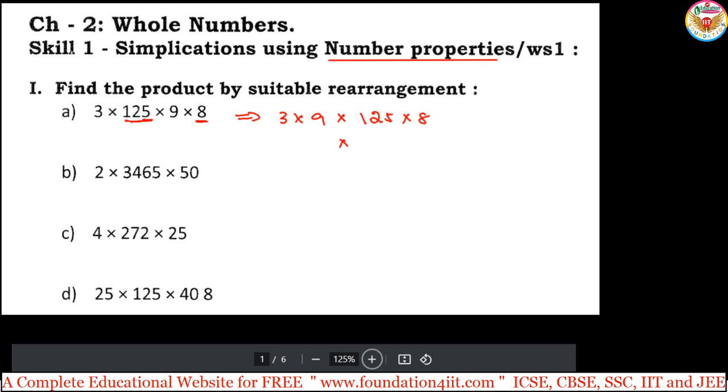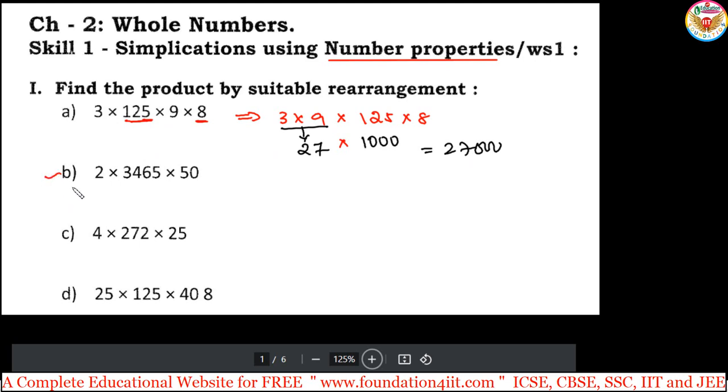125 multiplied with 8 is 1000. Now 3 into 9 is 27, into 1000, that is 27,000. Simple. Even if you multiply 3 into 125, then the answer into 9, again the answer into 8, you'll get 27,000, but we need to rearrange, using the properties, to multiply this.